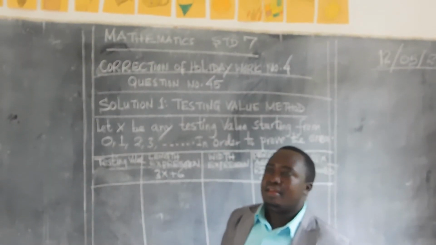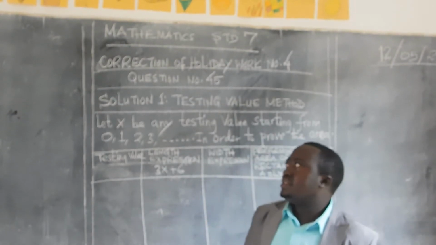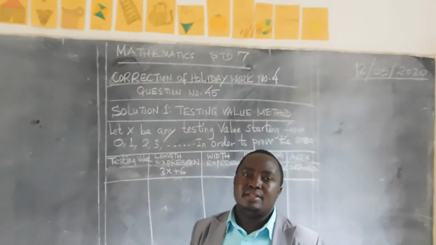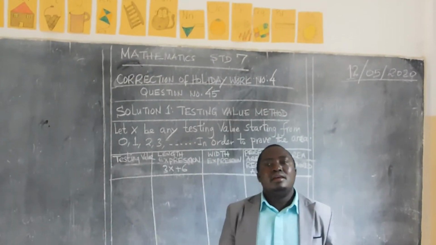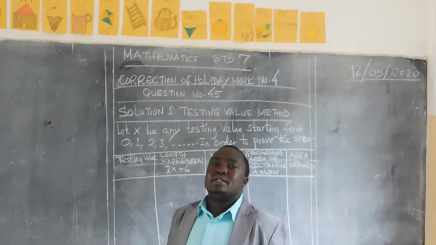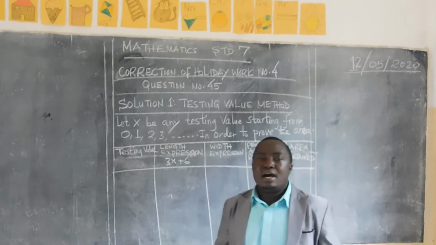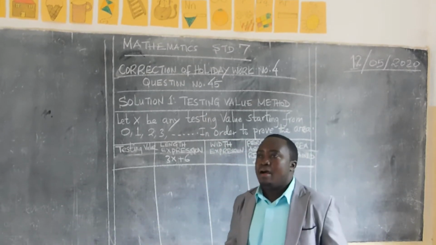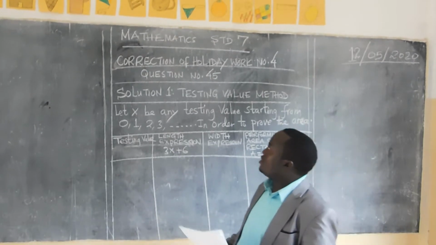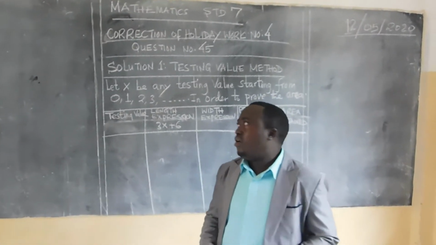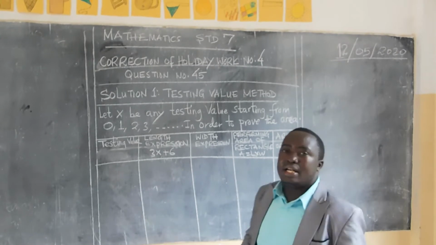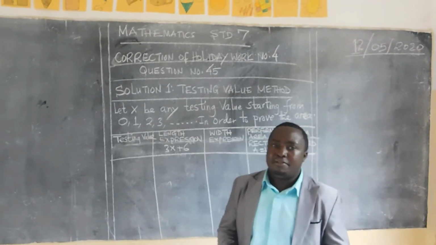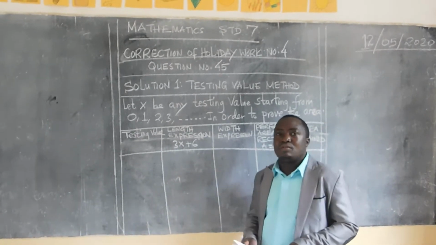Today, again, we are going to learn mathematics standard 7. We have been presenting to you several lessons. Today is also a continuation of our presentation. Today we are going to make a correction of holiday work number 4, purposely question number 45. It was a challenging question.